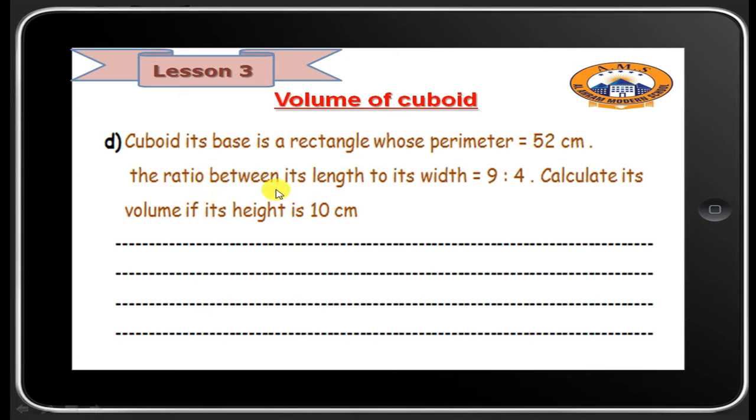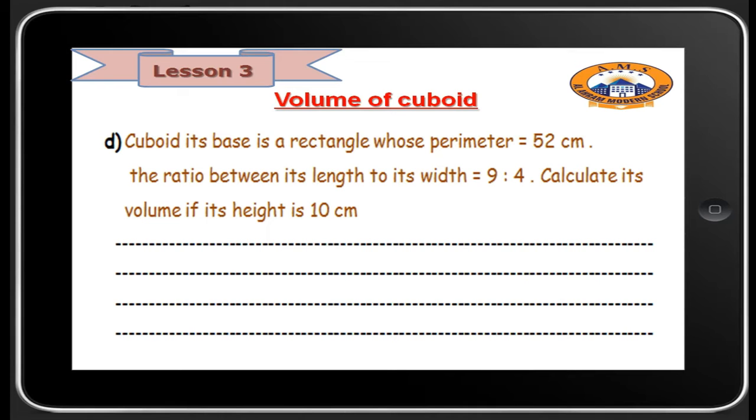Okay, another one. A cuboid, its base is a rectangle whose perimeter equals 52 centimeters, and he gave you the ratio between the length and the width, which is 9:4. Calculate its volume if you know that the height is 10 centimeters. Here I don't know the length and I don't know the width, but he gave you the ratio between the length and the width.